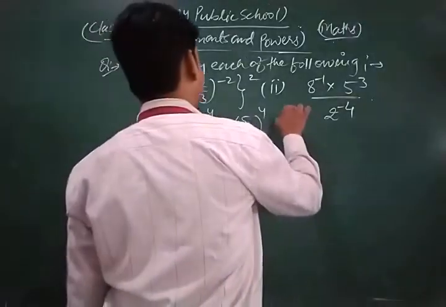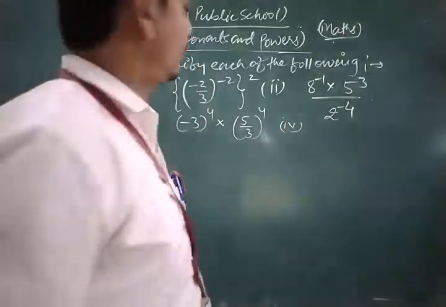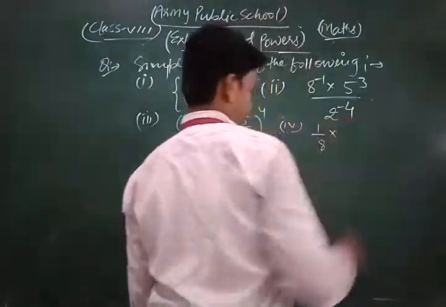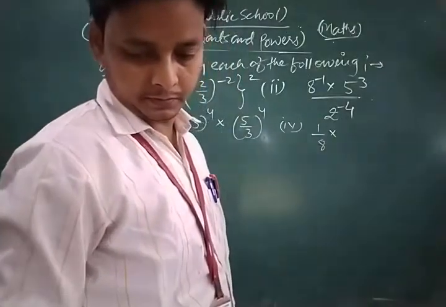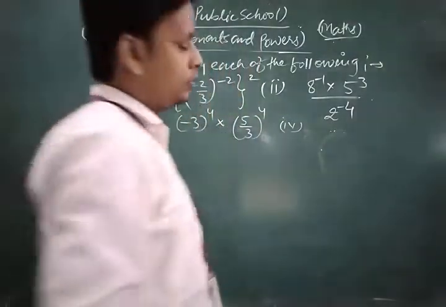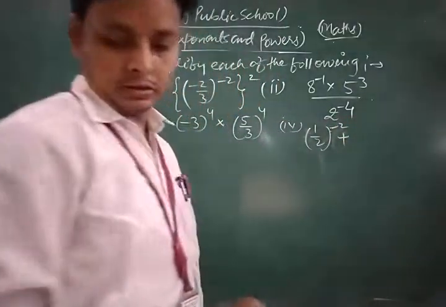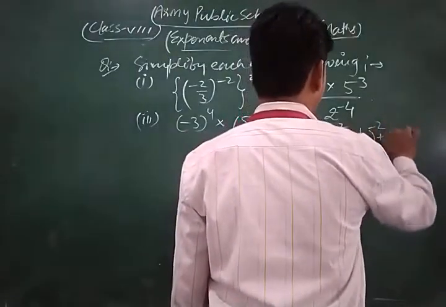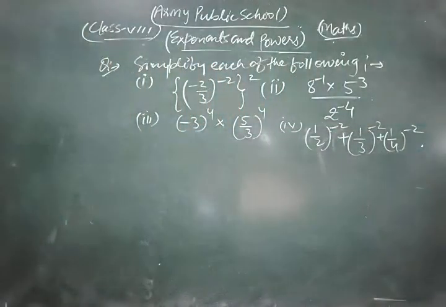And the last one is 1 upon 8 into 3^-3. And the next one is (1/2)^-2 + (1/3)^-2 + (1/4)^-4. Okay.